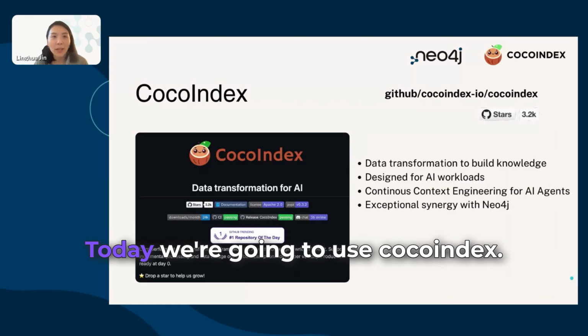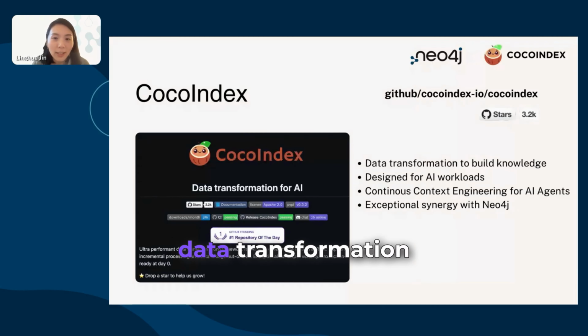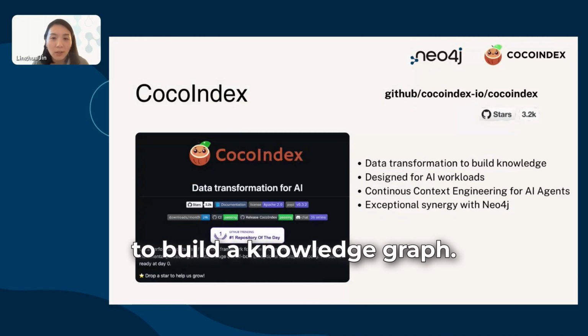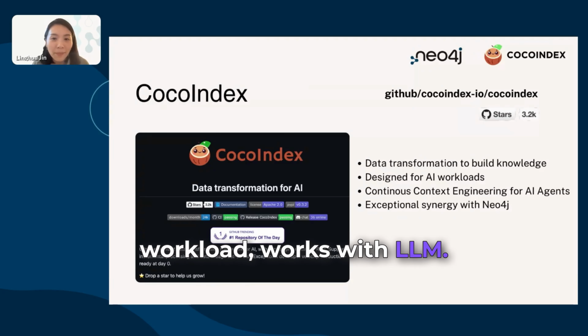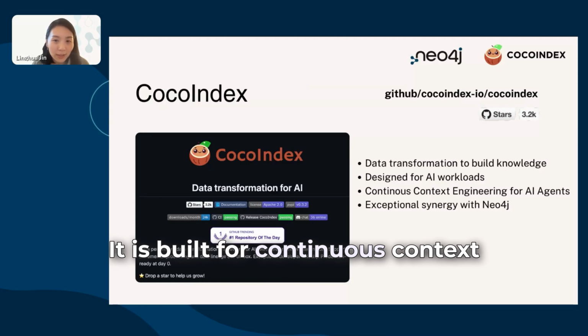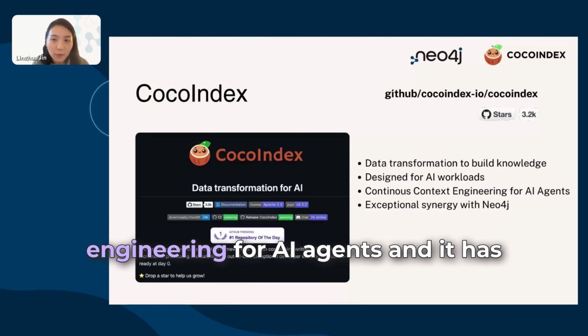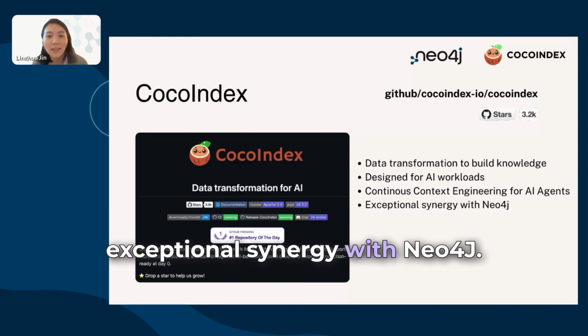So a quick note, today we're going to use Cocoa Index. Cocoa Index is used for data transformation to build a knowledge graph. It is designed for AI workloads, works with LLM. It is built for continuous context engineering for AI agents, and it has exceptional synergy with Neo4j.